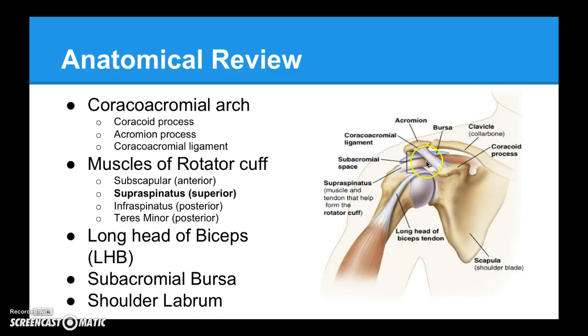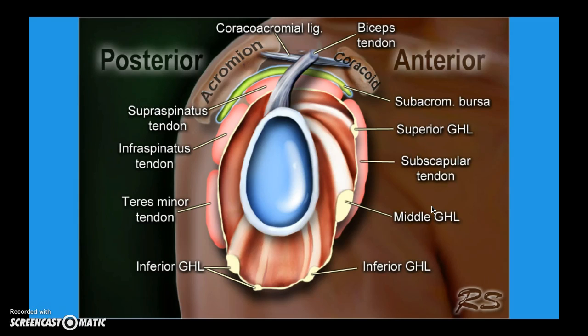The subacromial bursa is a fluid-filled sac directly below the acromion and works to reduce friction between tendons and bony structures. The shoulder labrum sits within the glenoid fossa and functions to secure the humeral head within the glenoid fossa. During excessive translation of the humeral head, any one of these structures may become encroached upon or trapped and become chronically irritated or damaged. Here's a quick lateral view of the glenoid fossa and its surrounding structures.